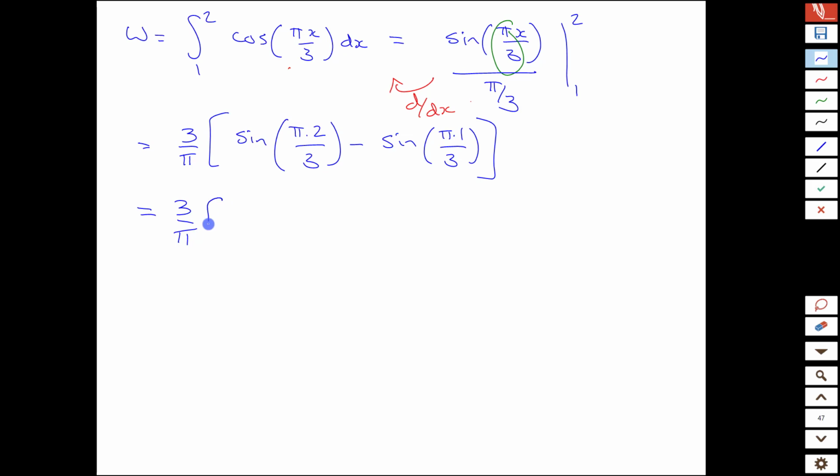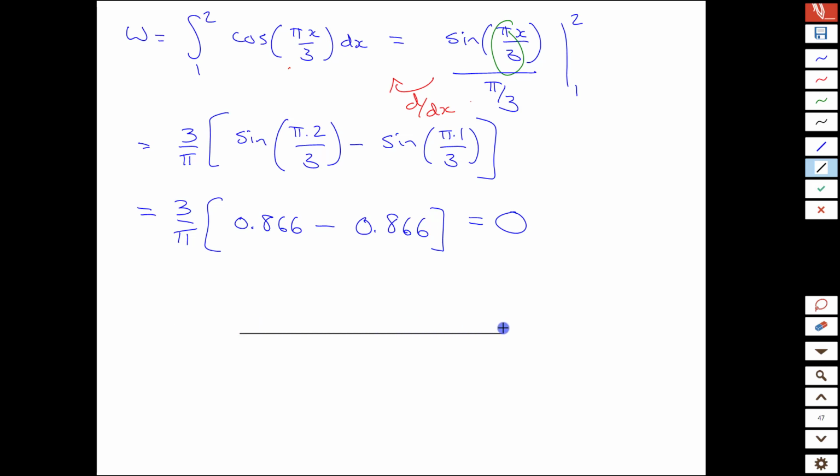Sine of 2 pi over 3. You can use triangles or your calculator. It'll be root 3 over 2, or 0.866. And sine of pi over 3, calculator or triangles. Oh, also 0.866. So that equals 0. Okay, that seems a little surprising. I think we need some explanation for that.